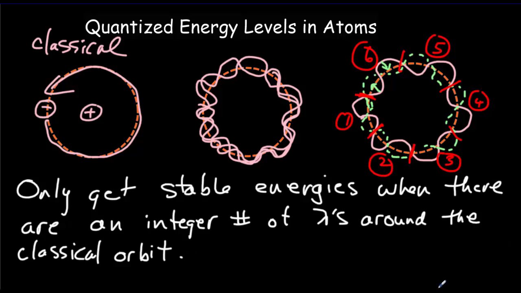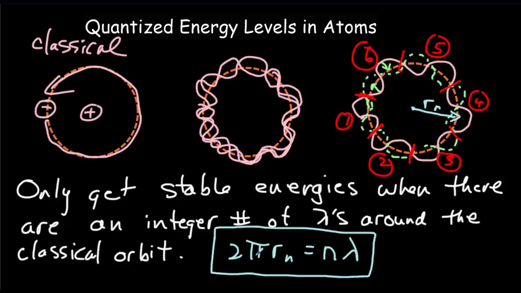Now we might choose to say that a little more mathematically. This here would be my 6th energy level, so I might denote the radius here by r_6, or in general by r_n. The circumference would therefore be 2 pi r_n. And that has to equal an integer number of wavelengths. That is, you multiply an integer by the wavelength. So this here, that's our condition for getting a stable energy level.